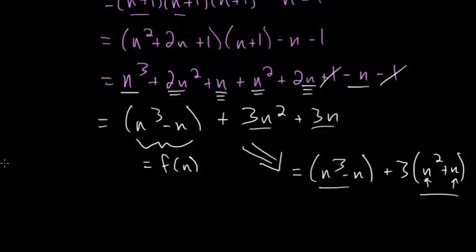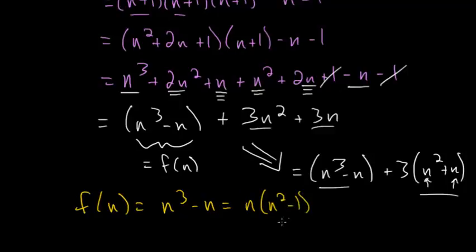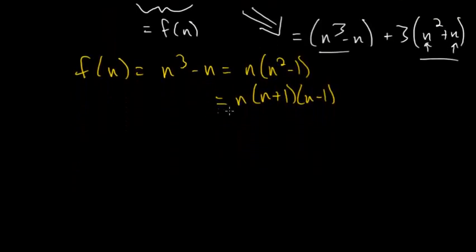Another way to know that this function, f of n, which is n cubed minus n, is divisible by 3 is that we can factor out an n here, so that we have n squared minus 1. And n squared minus 1 is a difference of 2 squares. So we can factor that as n plus 1 multiplied by n minus 1. And notice that for whatever n I put into this expression, I would have 3 integers in a row.